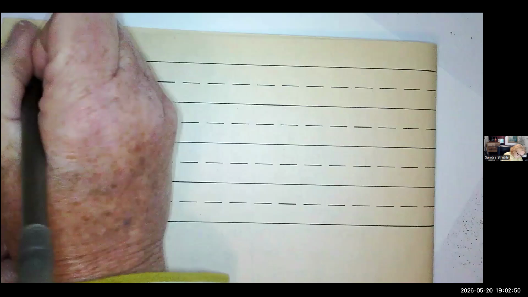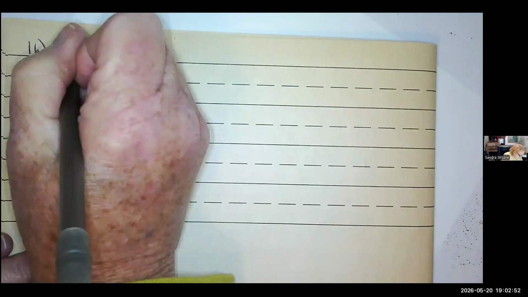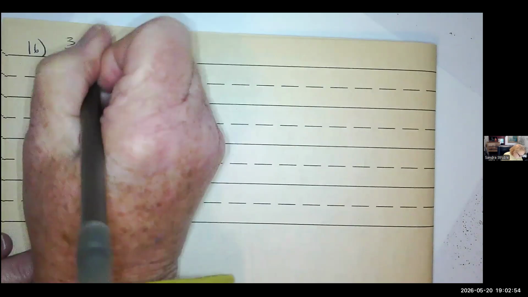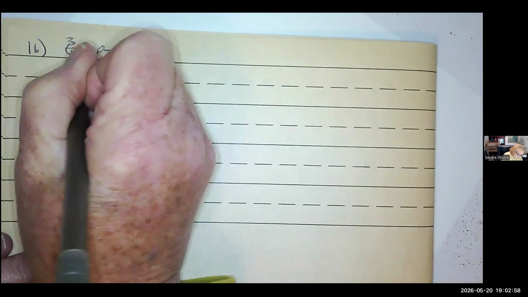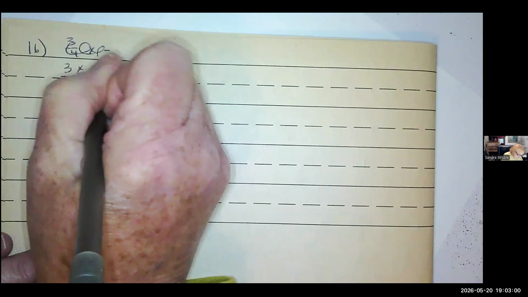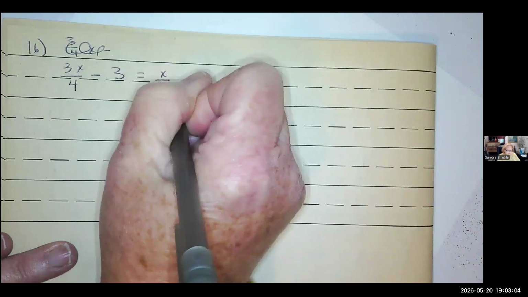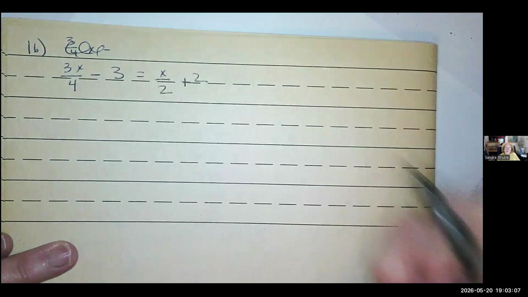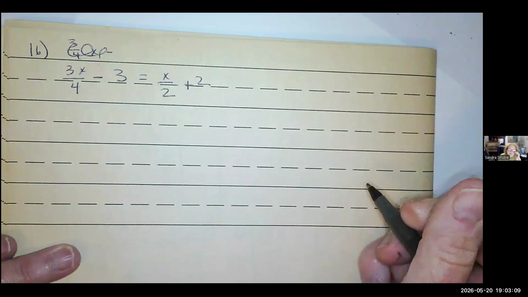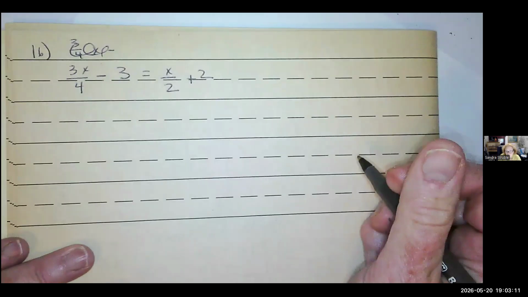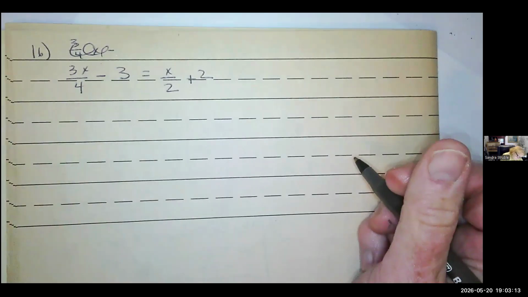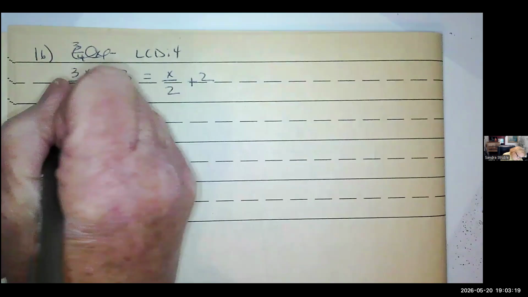Three-fourths x minus, oh, no, I write the way they do. 3x over 4 minus 3 is equal to x over 2 plus 2. So between 4 and 2, those are the only two denominators I see here. 2 goes into 4 and 4 goes into 4. So our LCD is 4. We multiply every single term by 4.